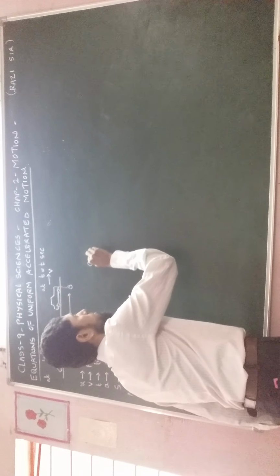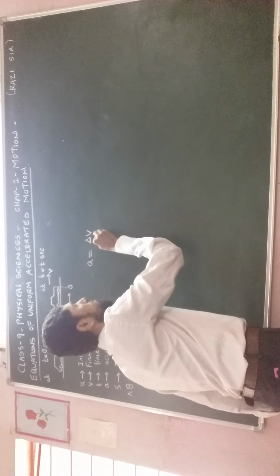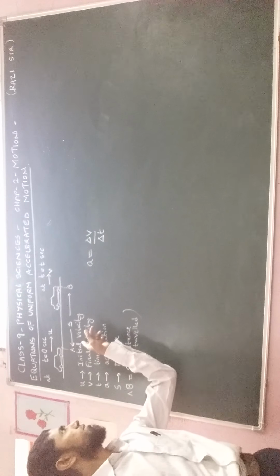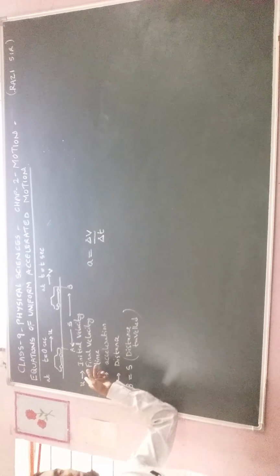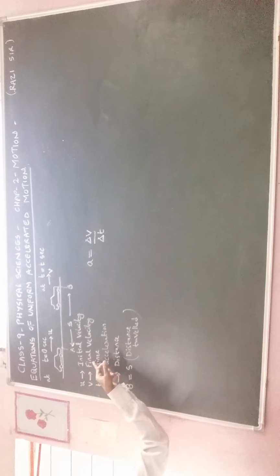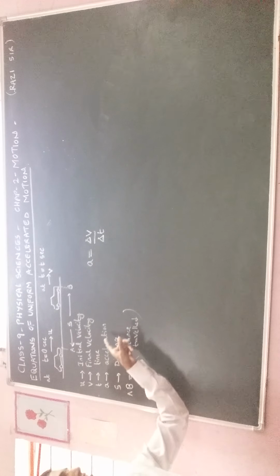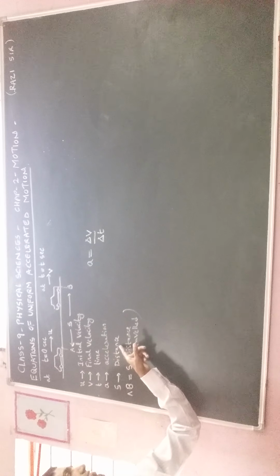Acceleration is the rate of change in velocity. So what is acceleration? That is given by the formula delta v by delta t. Let us first take what u is. u is the initial velocity. v is the final velocity. t is the time. a is the acceleration. s is the distance. The distance from A to B is s.